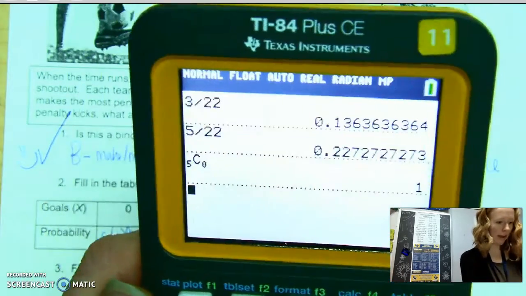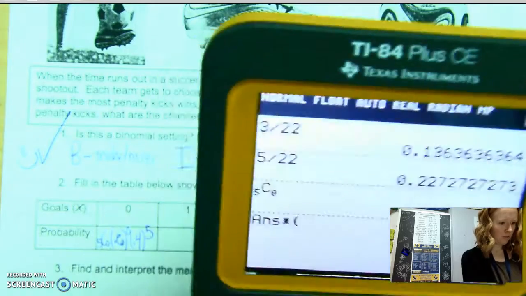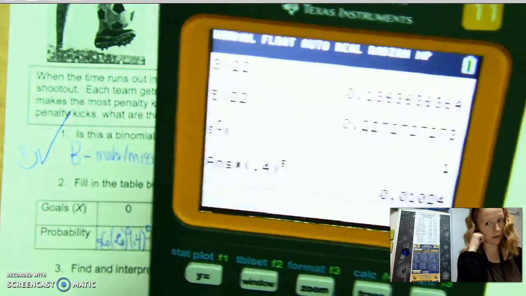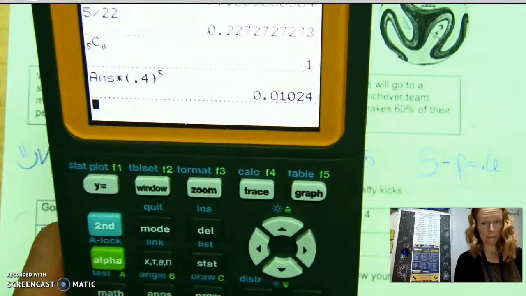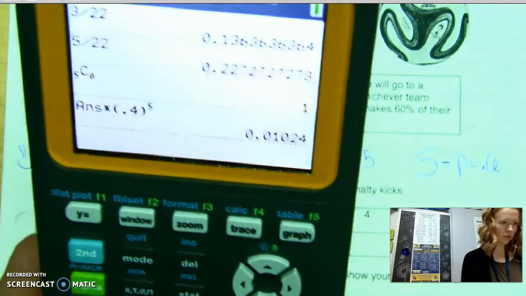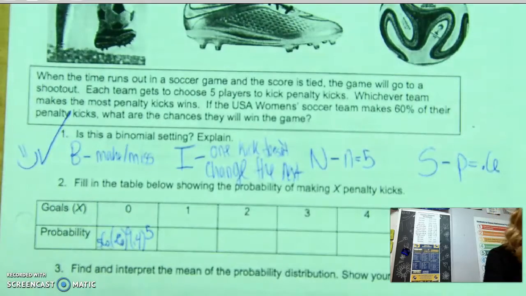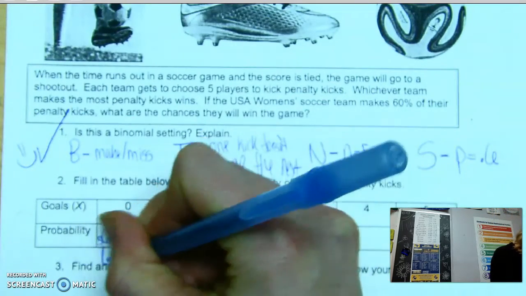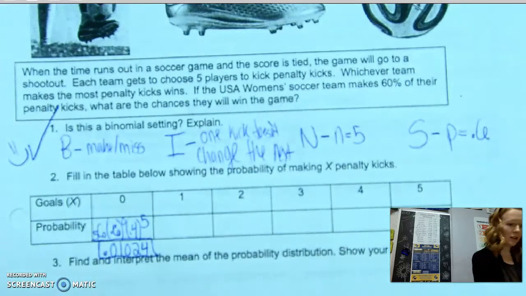And then you're going to multiply that by 0.4 to the 5th power. Anything to the 0th power is 1, so I don't have to worry about that, right? So for this first one, I'm going to get 0.01024. Right? And then we're going to keep going with all of these, right?